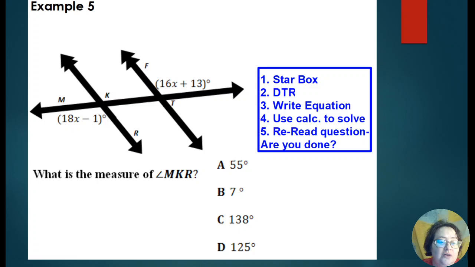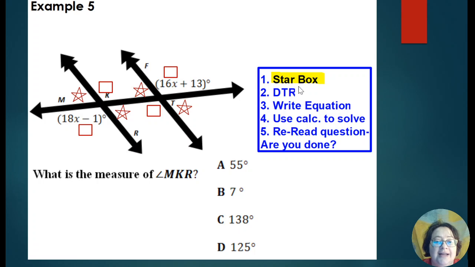Now, here we have one more example. What is the measure of angle MKR? Well, I see that I've got the arrows here indicating these two are parallel. So the first thing I'm going to do is star box. Press pause, star box in your PowerPoint, and then we'll pick up from there. All right, so you should have star boxed your paper or your PowerPoint.